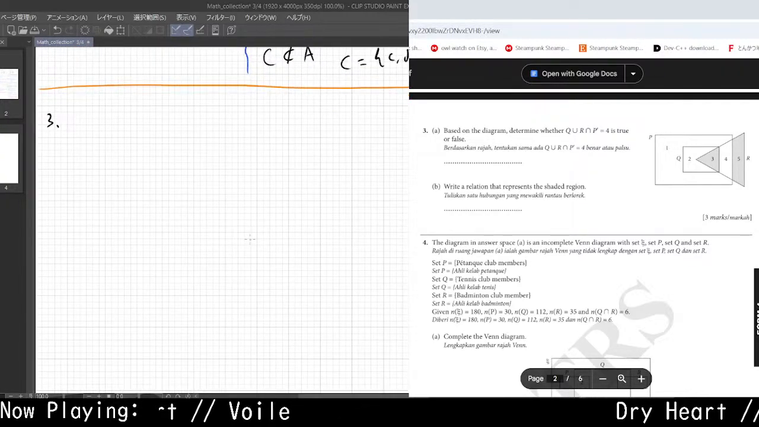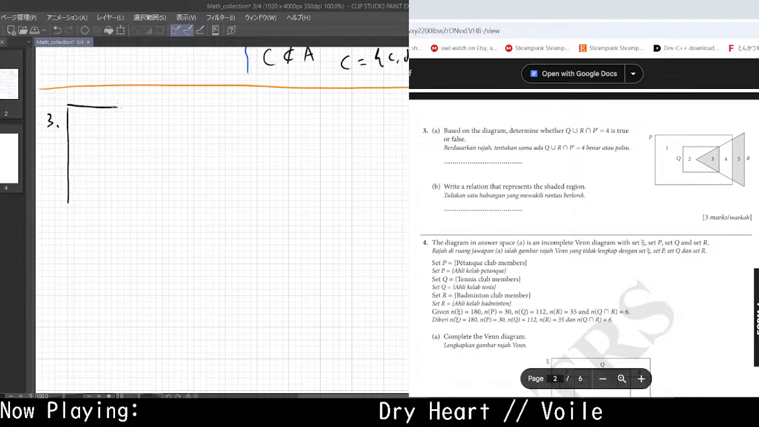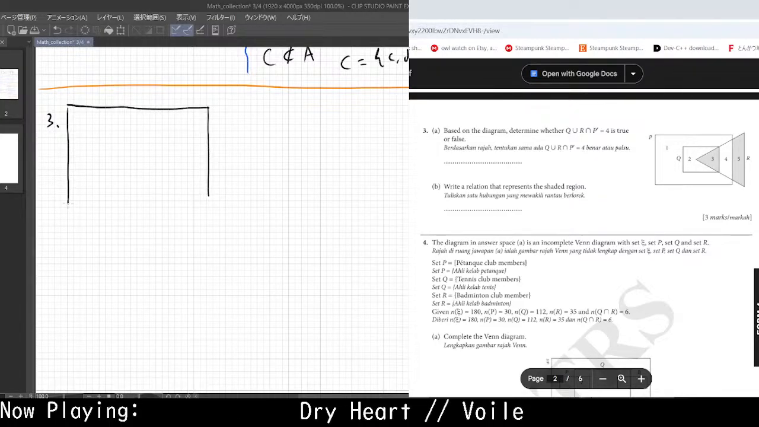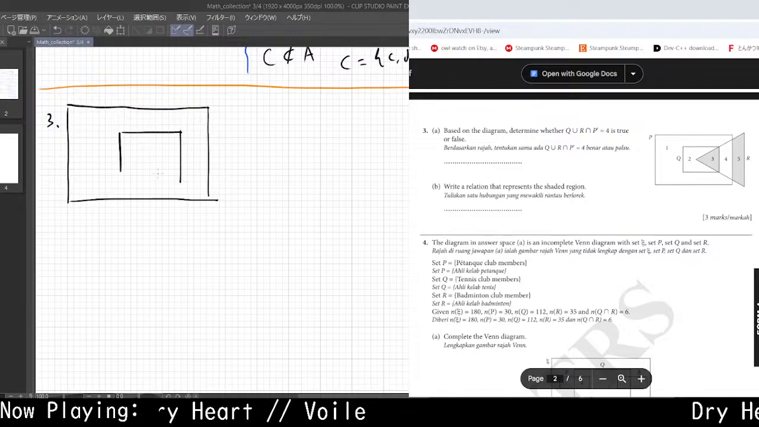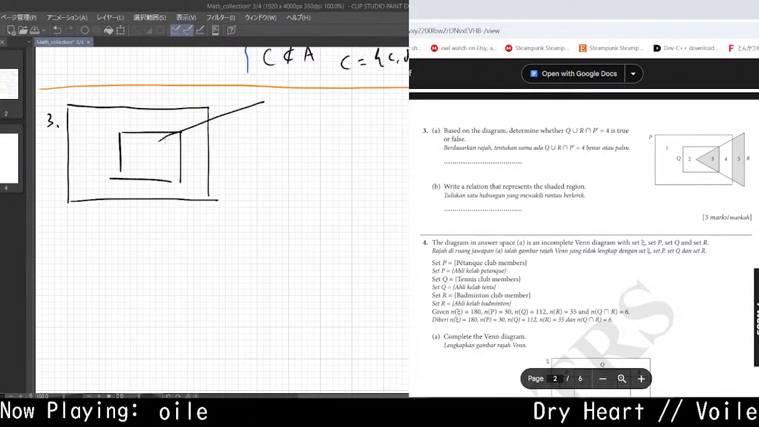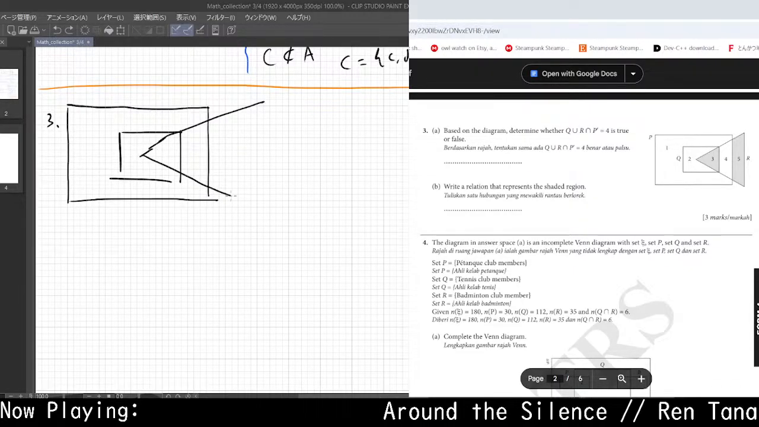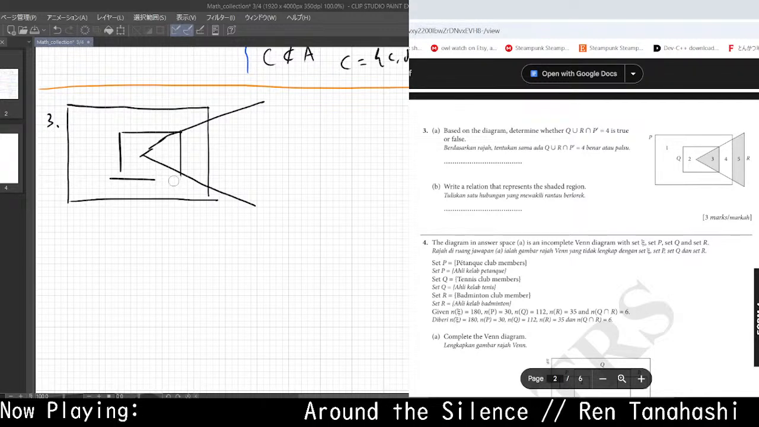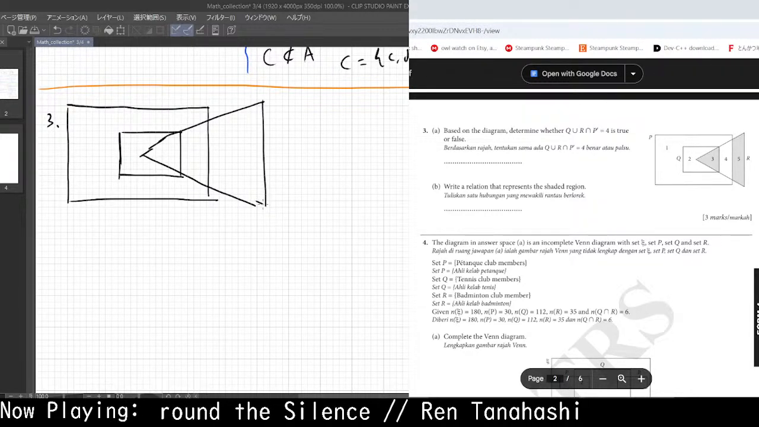Okay, based on the diagram. Okay, so question 3, it gives us this diagram over here. It's a bit weird, but yeah. Yeah, that makes more sense.